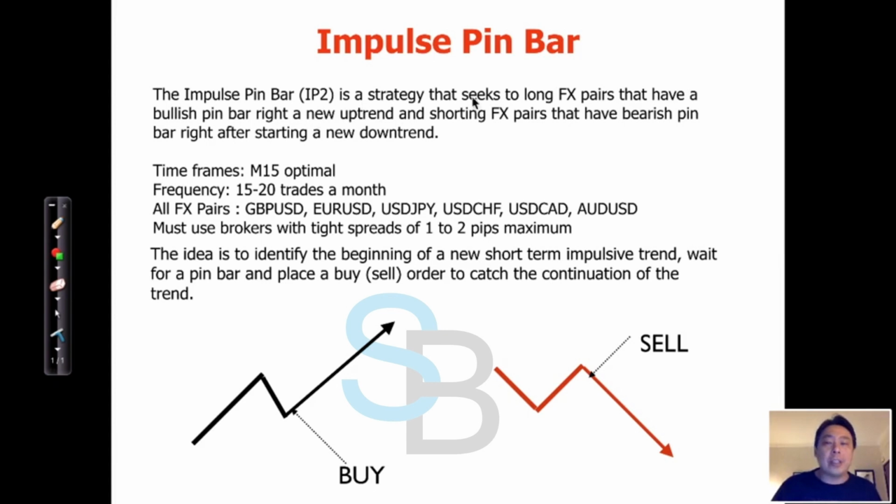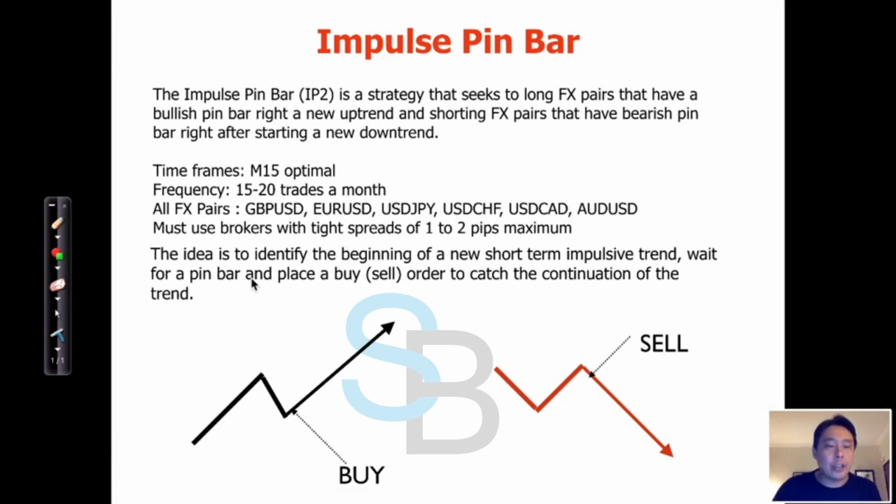It's a strategy that seeks to go long on forex pairs that have a bullish pin bar that forms right after a new uptrend is signaled. And we're going to go short on forex pairs that have a bearish pin bar once a new downtrend is signaled. Similar to the impulse pullback, we're looking at 15-minute candles. That's when it works optimally. We're looking at anywhere between 15 to even 30 trades a month. It works on all forex pairs, and ideally we use it on brokers with very tight spreads. Again, 1 to 2 pips maximum is ideal.